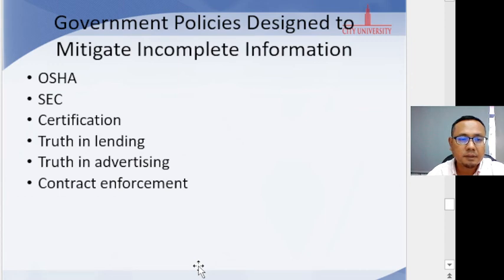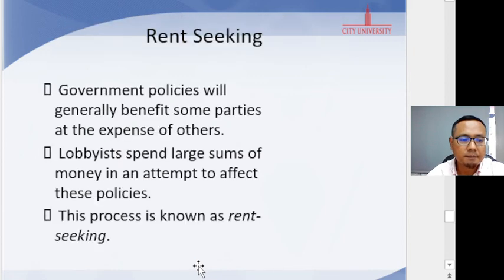There are some government policies to mitigate incomplete information, as we see: certification, truth in lending, truth in advertising, and contract enforcement.